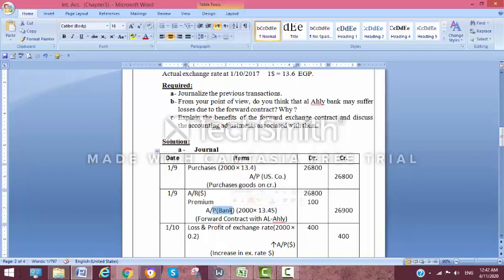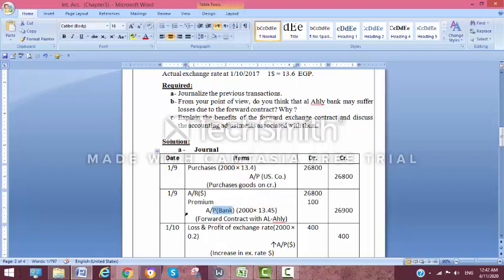You will make two contracts with the bank because you will need the American dollar from the bank on the same day. That means you will pay the money to the bank in Egyptian pounds, from the point of view of this company. That means accounts payable, and you will collect the money from the bank in American dollars. That means accounts receivable.